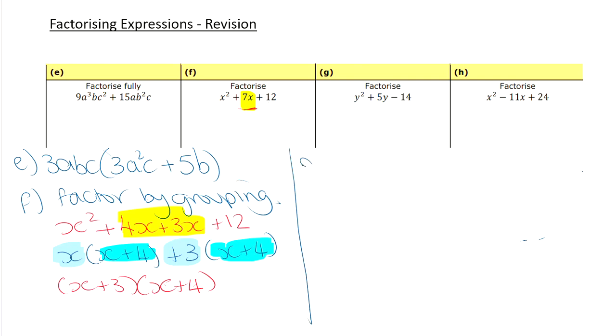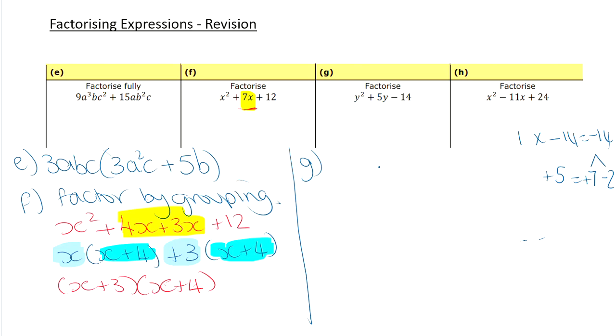Okay, so looking at G, again we have a quadratic. So I'm going to take the coefficients. 1 multiplied by negative 14 is negative 14. Looking for factors of negative 14 that are going to add to make plus 5. So 7 and 2. If I have plus 7 and minus 2, this will give me a difference of 5. And 7 multiplied by negative 2 is negative 14.